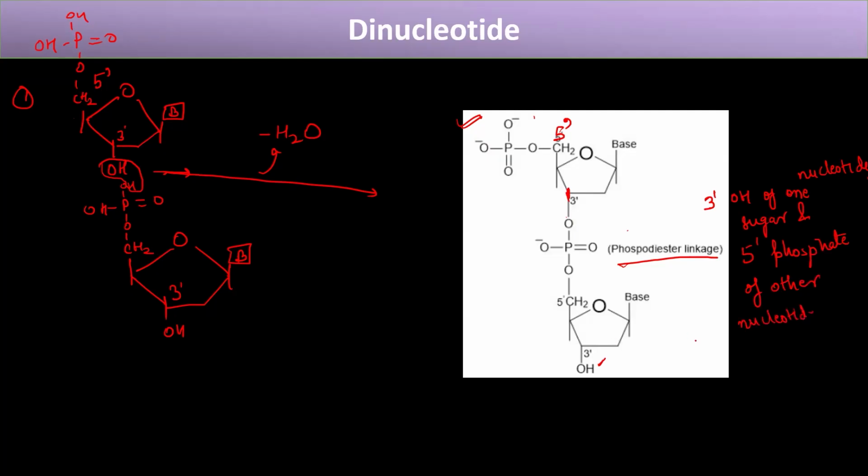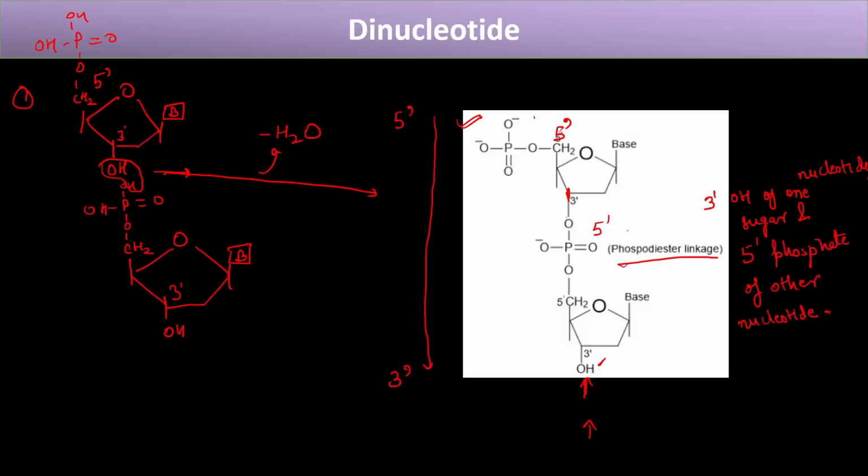So it is forming between the 5' phosphate and the 3' OH of one nucleotide. This is your 5' phosphate, and this bond is known as phosphodiester linkage. What we are seeing here is that it has one free 5' end, right? Because if the next nucleotide comes, it will join here, and then the next will join here. So it will go like this, in the 5' to 3' direction. This is the way of representing the direction of the nucleotide.